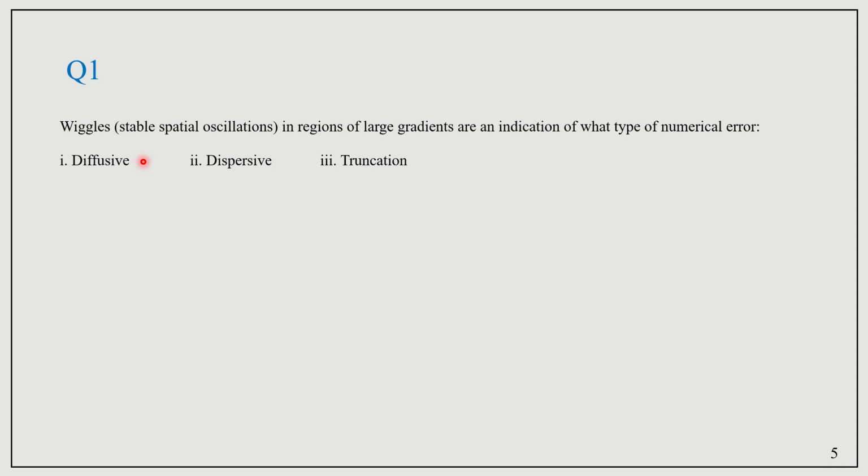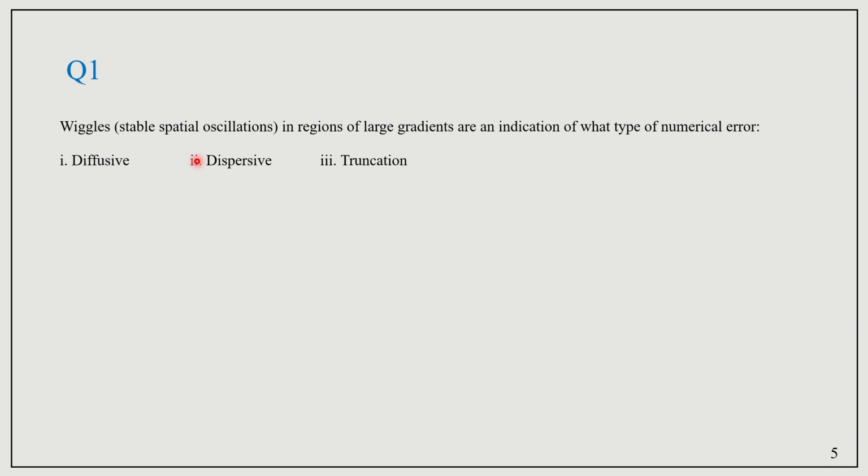Basically, truncation error occurs because we are ignoring certain terms during the discretization step. So it doesn't account for the wiggles in regions of large gradients, so it is false. Now we have two things, diffusive error and dispersive error. Here it is mentioned that wiggles are stable spatial oscillations, so we must know whether it is due to diffusive error, dispersive error, or part of both.